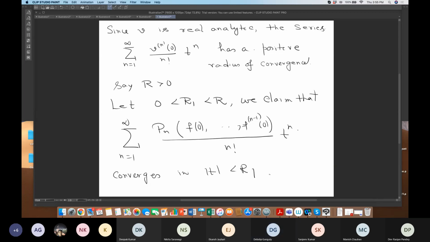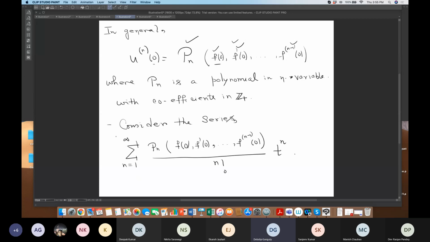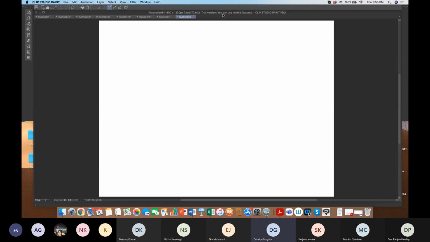That clear? So we have supposed that there exists a G real analytic function and there exists a V real analytic at 0 satisfying V prime t equal to G of Vt, V of 0 is 0, and the derivatives of F are bounded as stated. This is what I have assumed. Then I say that if I assume this part, then we can prove that this series has a positive radius of convergence. Okay. How? If V is real analytic, then the series in V and t to the power n has a positive radius of convergence. Let's say R. So I just take a number R1 which is strictly less than R and we claim that this series converges in mod t less than R1. So how? Any idea how?